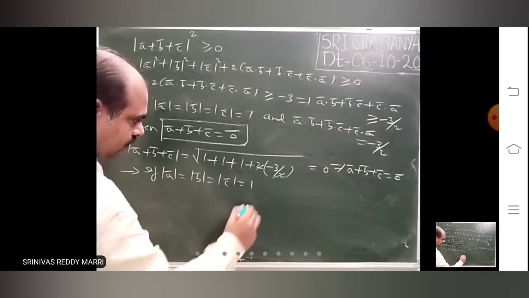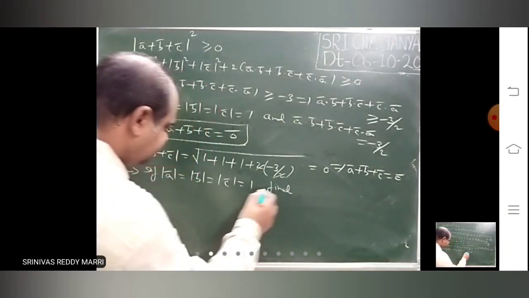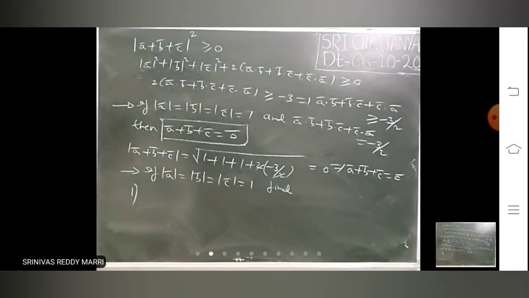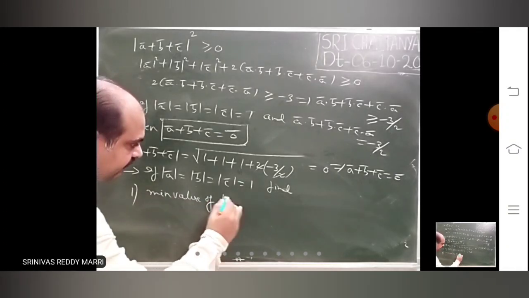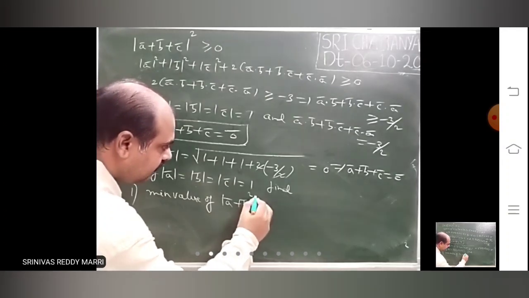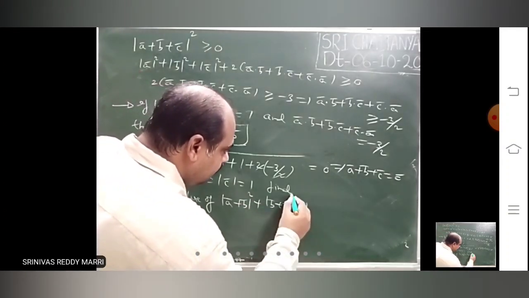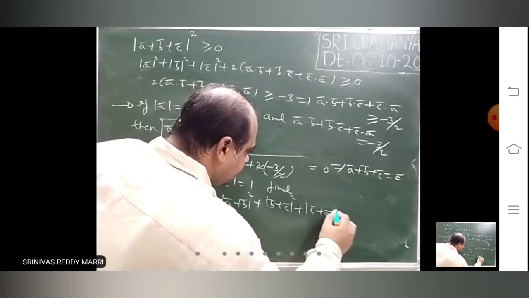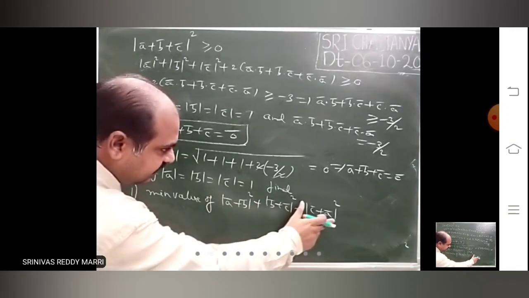Find. Suppose unit vectors are given. Find the minimum value of modulus of a bar plus b bar plus c bar whole square. Suppose you have to find the minimum value of this.